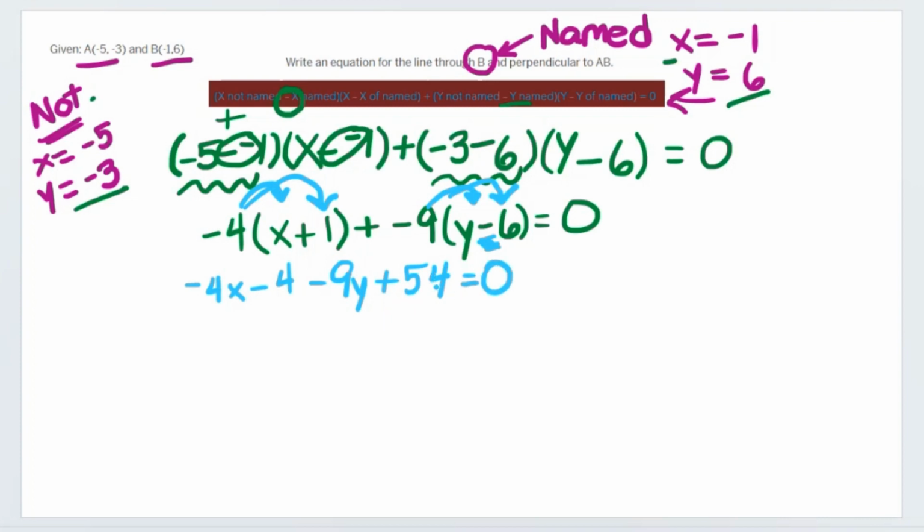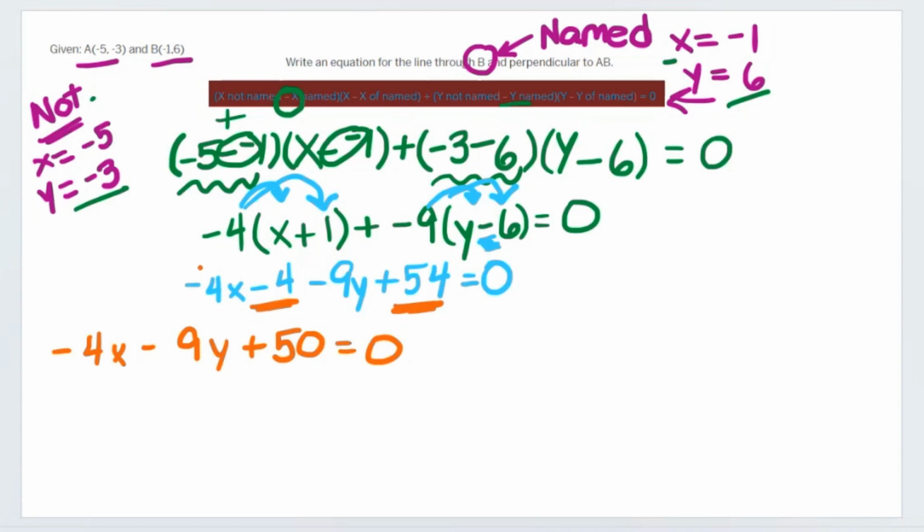So we've done our distribution, and now we can combine like terms. When we combine like terms, we're looking in this case just for the constants. So I have -4 plus 54. That's 50. Everything else I can just bring on down. -4x minus 9y plus the 50 is going to equal 0. And I can't combine the -4x and the -9y because they're not like terms.